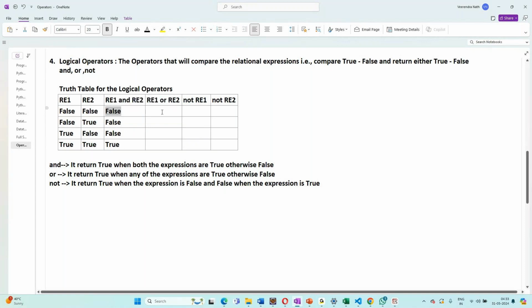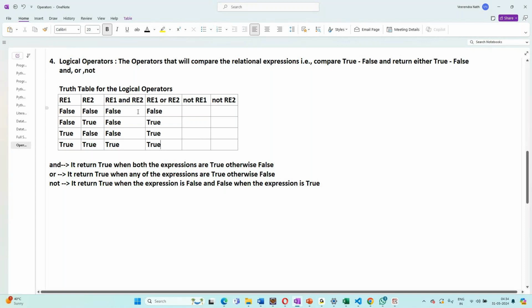Now whenever we are talking about the OR operation, what is it saying? It returns true when any of the expressions are true, otherwise false. So now here both are false, so this is going to be false. For example false, true, this is going to be true, and this is going to be true.